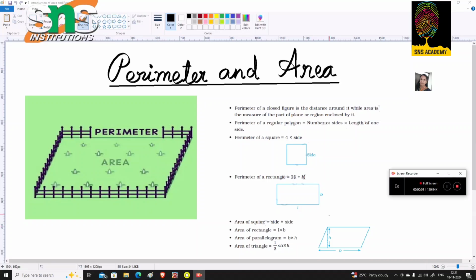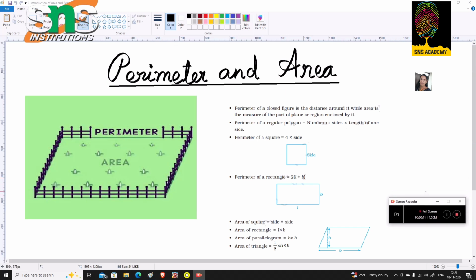Everyone. In this series, we are going to learn about the perimeter and area. So first, before learning the formula for the perimeter and area of different polygons and circle, let's learn clearly about what is the meaning of perimeter and area.